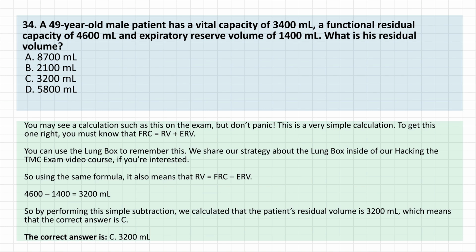3,200 milliliters. You may see a calculation such as this on the exam, but don't panic. This is a very simple calculation. To get this one right, you must know that the FRC is equal to the residual volume plus the expiratory reserve volume. You can use the lung box to remember this.